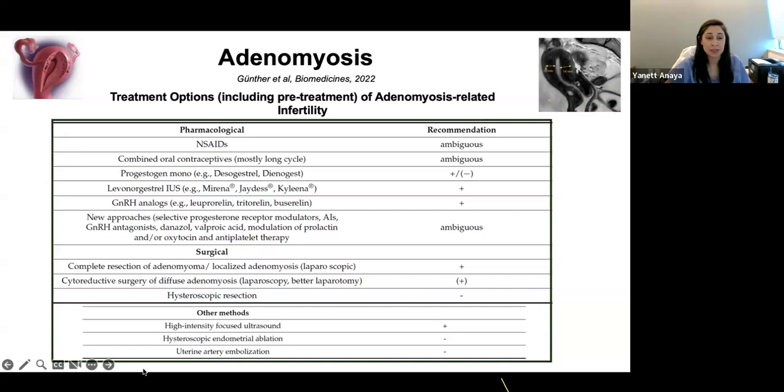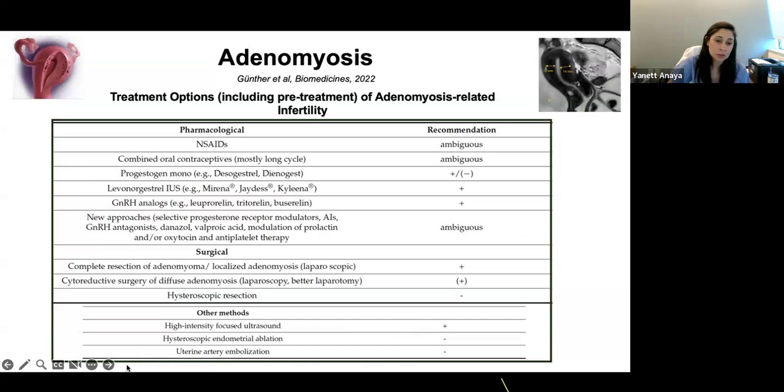Other things like the GnRH analogs, those are medication suppression that has been shown to increase pregnancy rates. As far as other things like GnRH antagonists and aromatase inhibitors, which I think are definitely potential options, there are just not enough studies to know for sure. But from a mechanism standpoint, those are actually things that we are starting to use now as a way to treat adenomyosis.